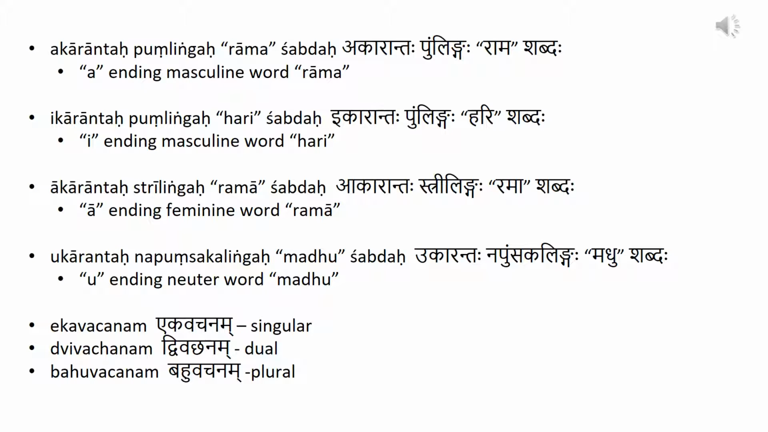In the previous lesson, we talked of a-ending masculines, a-ending feminines, etc. Let us quickly get to know the Sanskrit terms for these. The a-ending masculine word Rama is referred to as Akaranta Pullinga Rama Shabda. Akara means sound a. Anta means ending. So Akaranta means a-ending. Pullinga means masculine. Shabda means word. Strilinga means feminine. And Napumsakalinga means neuter. And the 3 numbers are Ekavachanam singular, Dvivachanam dual, and Bahuvachanam plural.